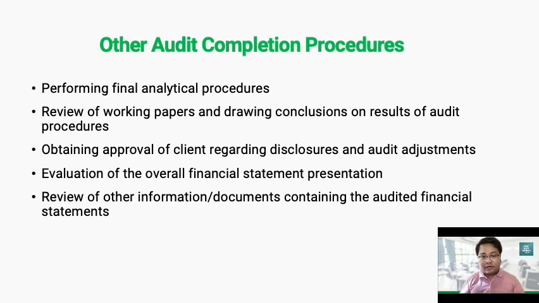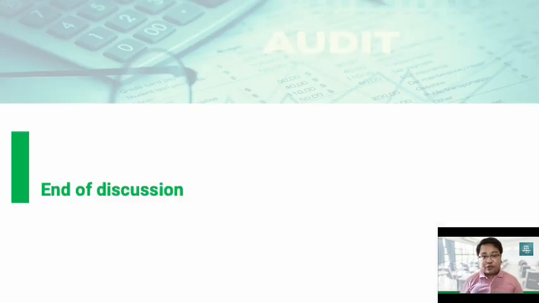Because otherwise, if there would be an inconsistency or material inconsistency between the audited financial statements and the document, then we have to resolve that with the management. Before we issue our audit report, or if we have issued our audit report, there are courses of action that we should perform in case there are material inconsistencies between the financial statements and the document containing the financial statements. We'll discuss that in our next topic on the audit report. So that ends our discussion with respect to procedures to be performed on the completion of the audit.